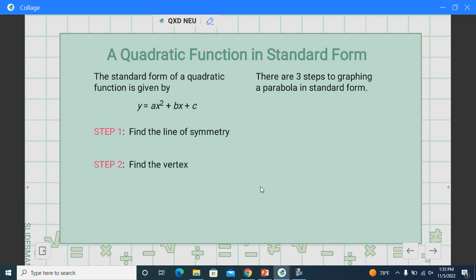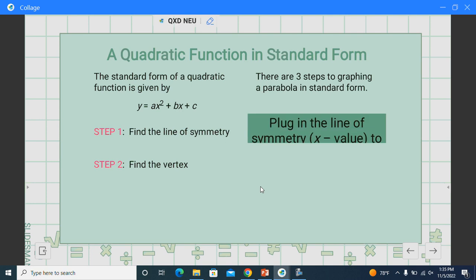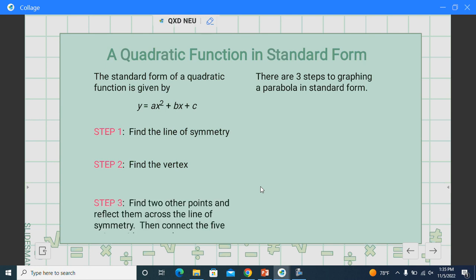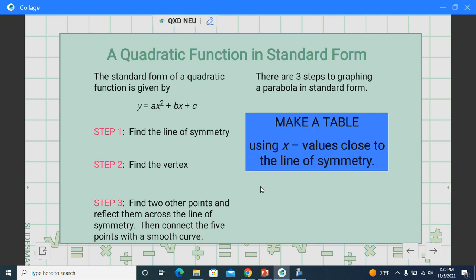Second step, find the vertex. Plug the line of symmetry x value to obtain the y value of the vertex. And step 3, find two other points and reflect them across the line of symmetry, then connect the 5 points with a smooth curve. Make a table using x values close to the line of symmetry.